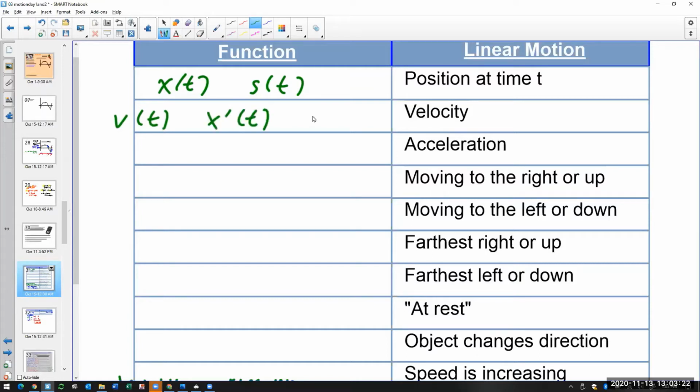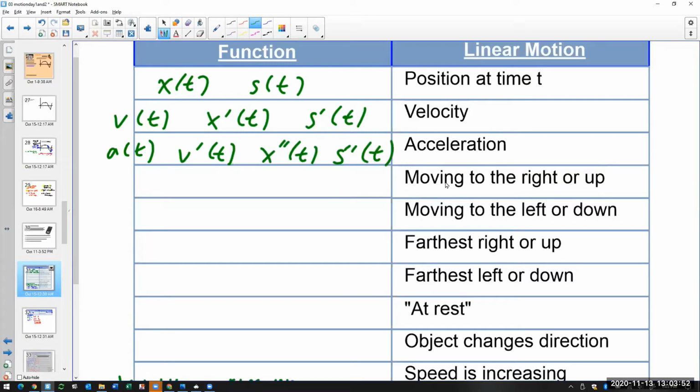This is kind of like your family. You are your own person, but you're also the son of x(t) and s(t). And then acceleration is its own person too, a(t), but it also is the derivative of velocity. That means it's the derivative of x prime, which means it's the second derivative of x, or the second derivative of s. All of those things mean acceleration.